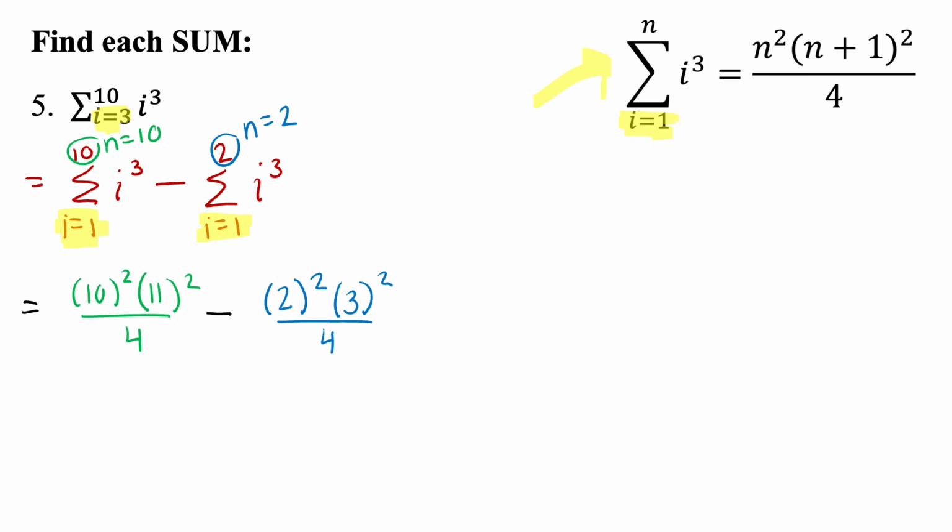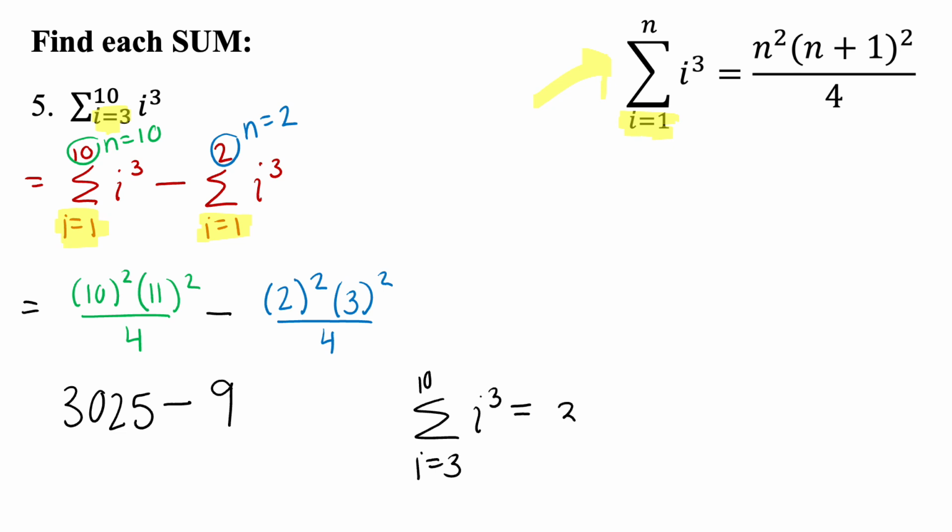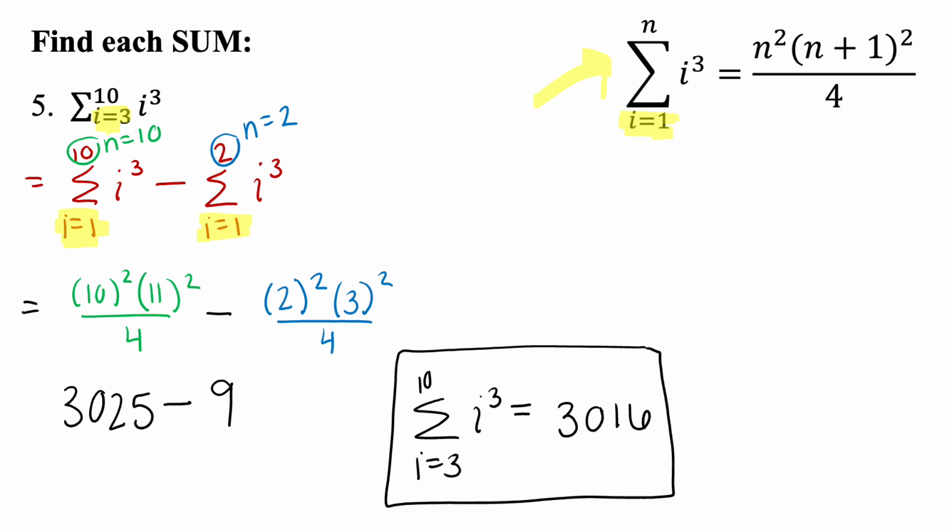10 squared times 11 squared divided by 4, we should get 3,025, minus 2 squared times 3 squared over 4, we should get 9. So the summation from when i equals 3 to 10 of i cubed is equal to 3,016. And again, if you were to add up all of the cubes starting at 3 and ending at 10, you should get 3,016.